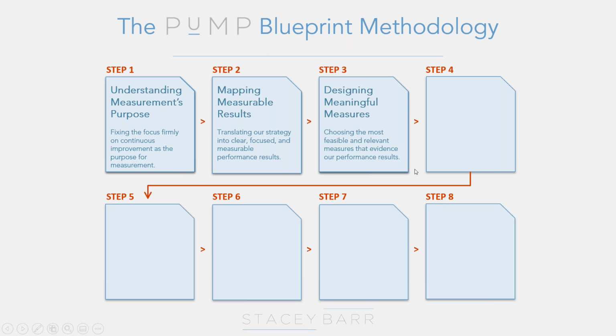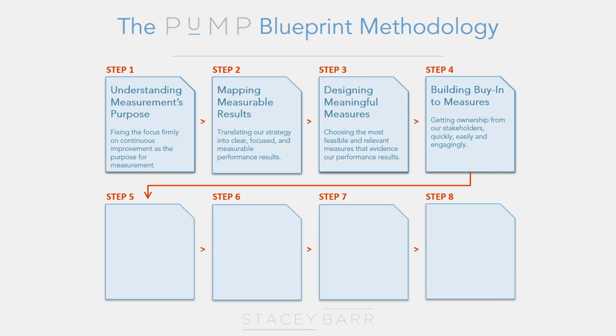Step 3 is designing meaningful measures. We use a measure design technique that creates quantitative measures from the direct evidence of our goals, and then we choose those that are the best balance between relevance and ability to implement. We don't brainstorm at all in this step.